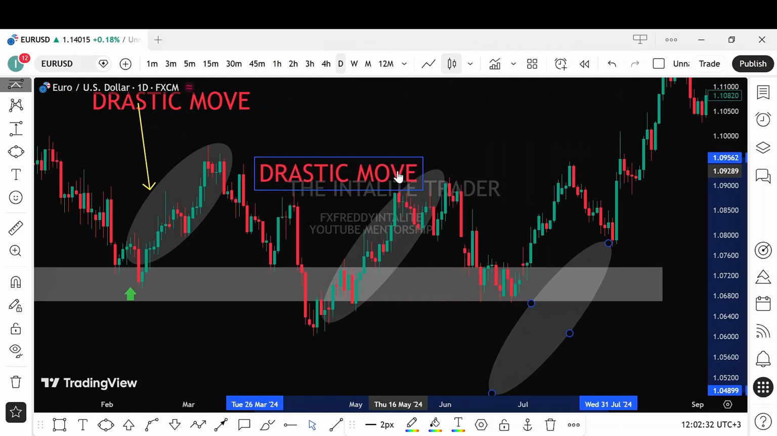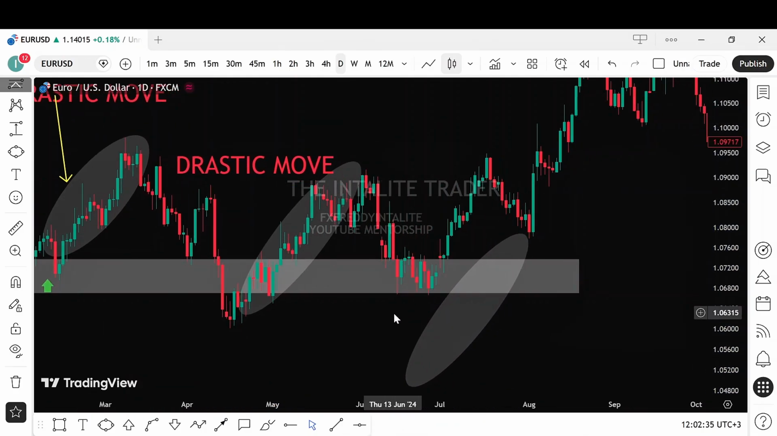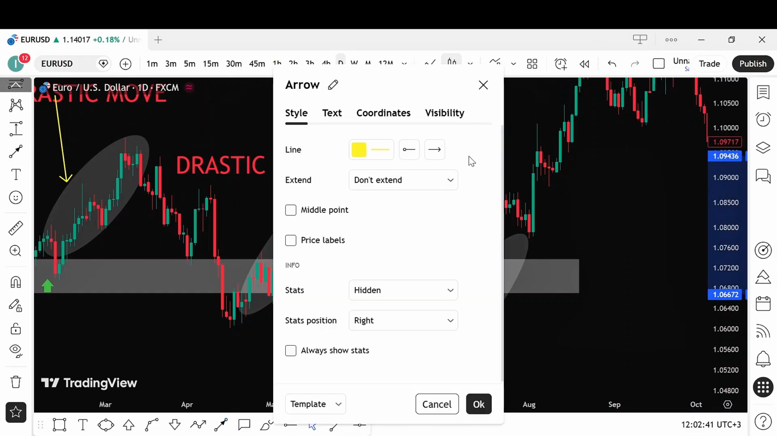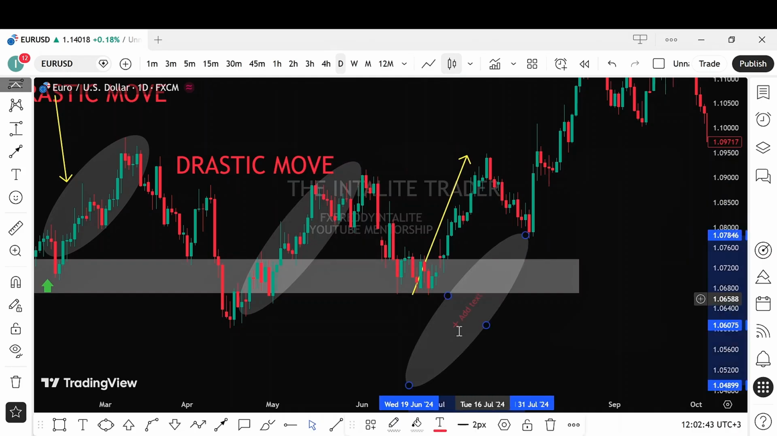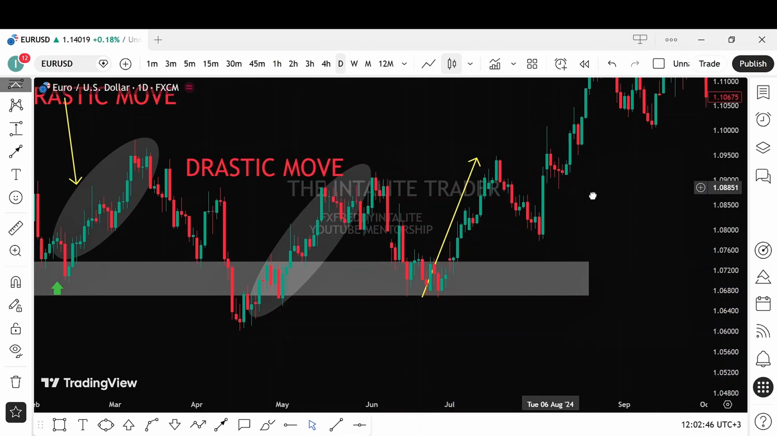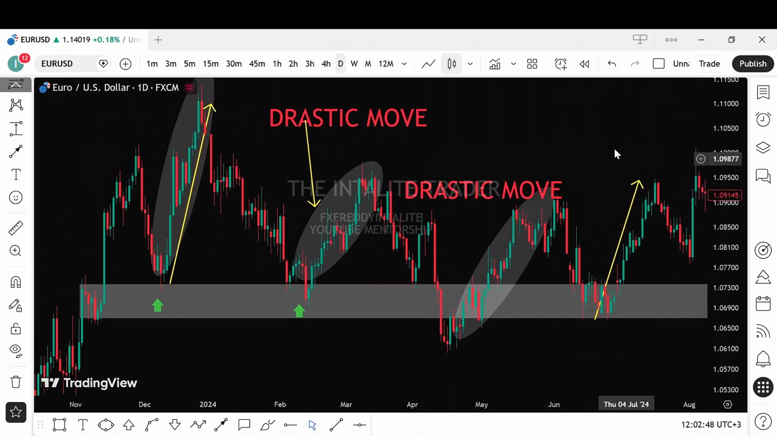So if I bring this one here, it presented you with a trade opportunity when price came into the same level. So that is how you identify a drastic steep reversal.